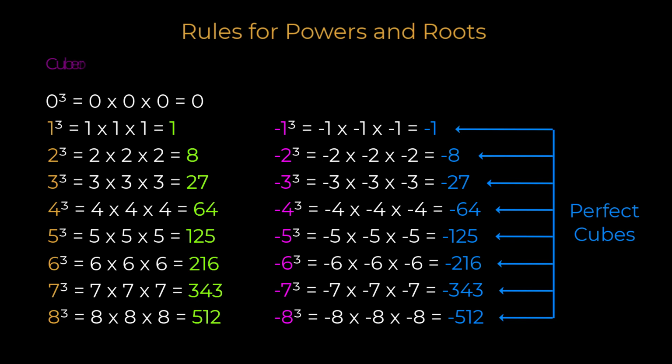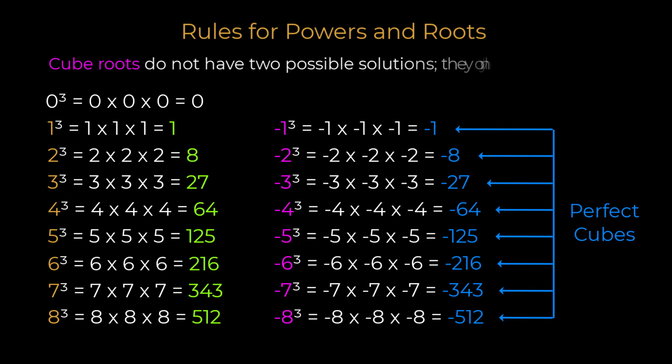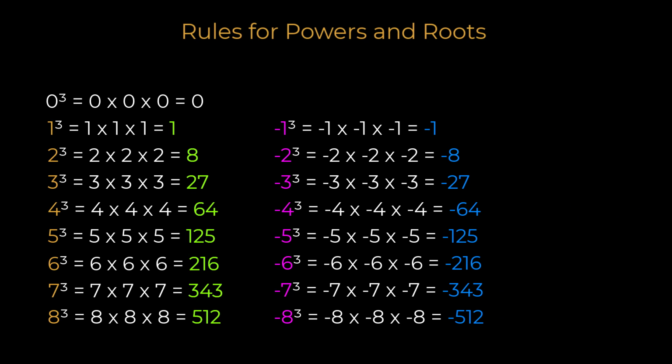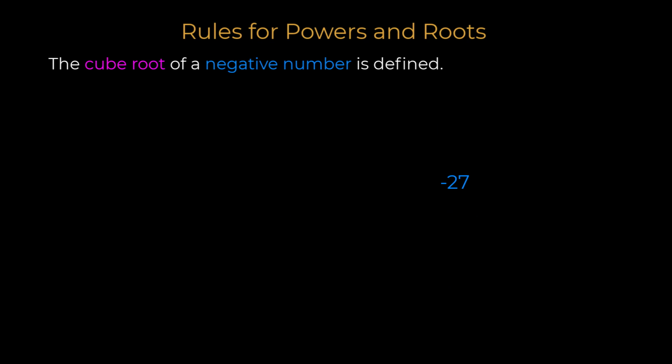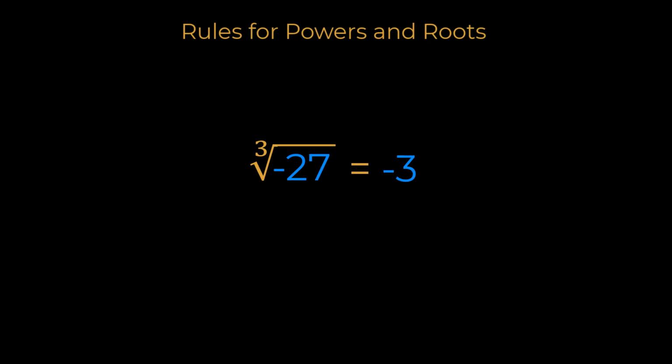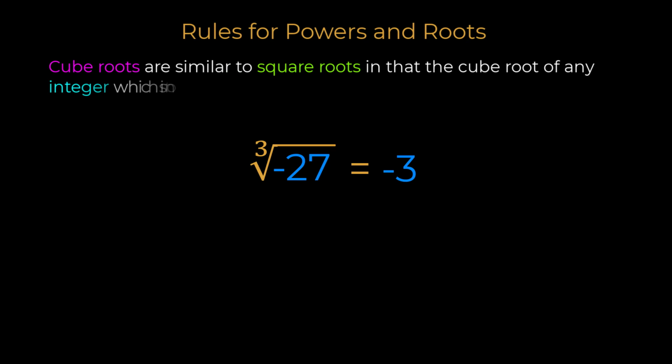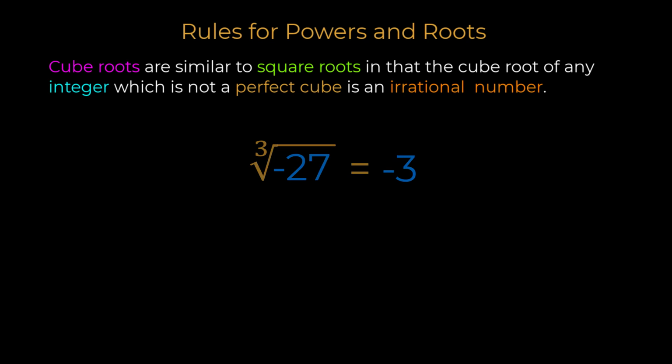Cube roots do not have 2 possible solutions. They only have 1. Also, the cube root of a negative number is defined, that is, it exists in the realm of real numbers. For instance, the cube root of negative 27 is negative 3. However, cube roots are similar to square roots in that the cube root of any integer which is not a perfect cube is an irrational number.